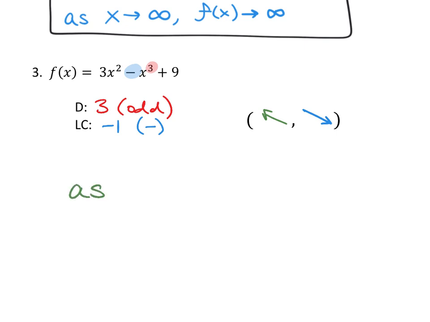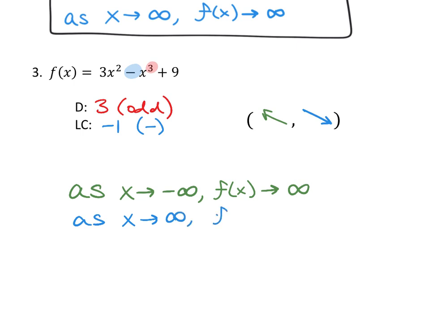We would write as x approaches, and what do I put right there? Very good, negative infinity. F of x approaches, what do I put? Positive infinity, because the green arrow, which is my left side, is going up. If I switch to the right arrow, we would say as x approaches what? Positive infinity. F of x approaches negative infinity, because the arrow is going down.